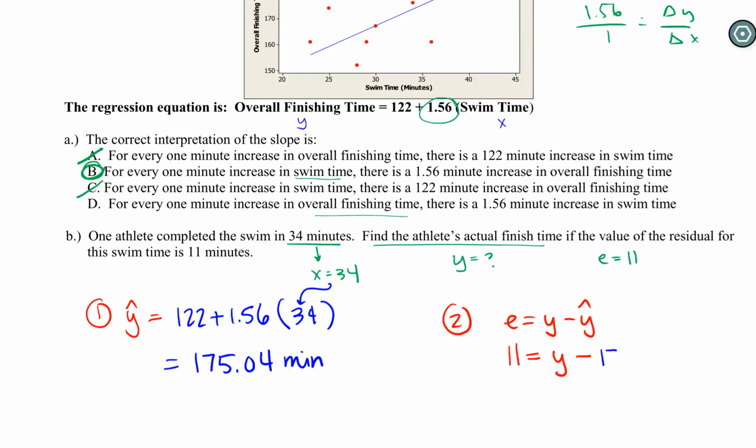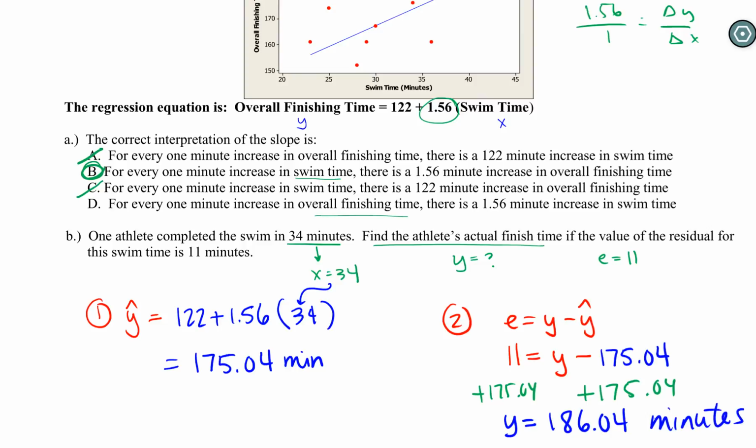And we can go ahead and pop that in to our residual formula. And again, we do that hardest bit of algebra. We've got to isolate our y, and we will add that 175 to both sides, telling us that our y is equal to 186 minutes and 0.04. Boom. Done.